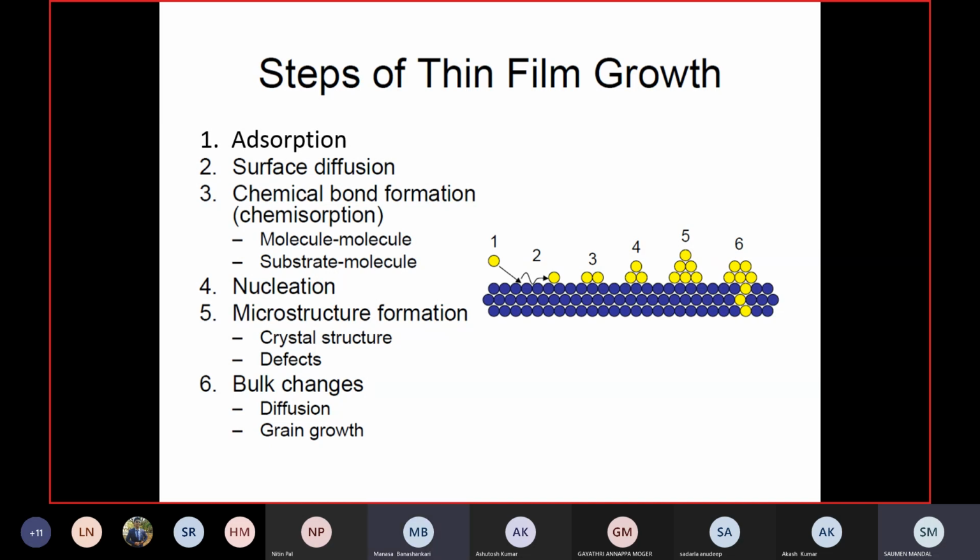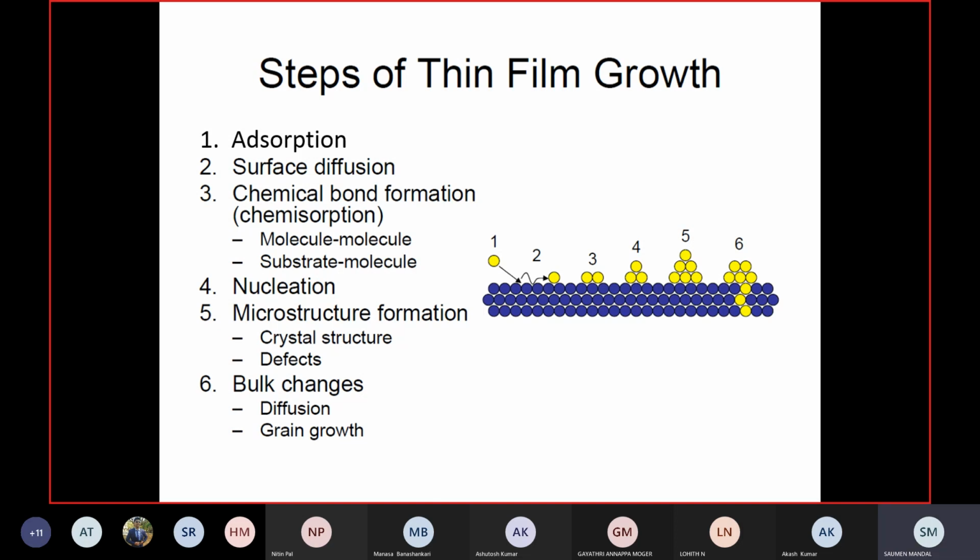Okay, sir. So diffusion, if you maintain a high temperature on the substrate, will definitely happen. But grain growth will happen. Okay, sir. But this XRD part is clear. Why three XRDs?